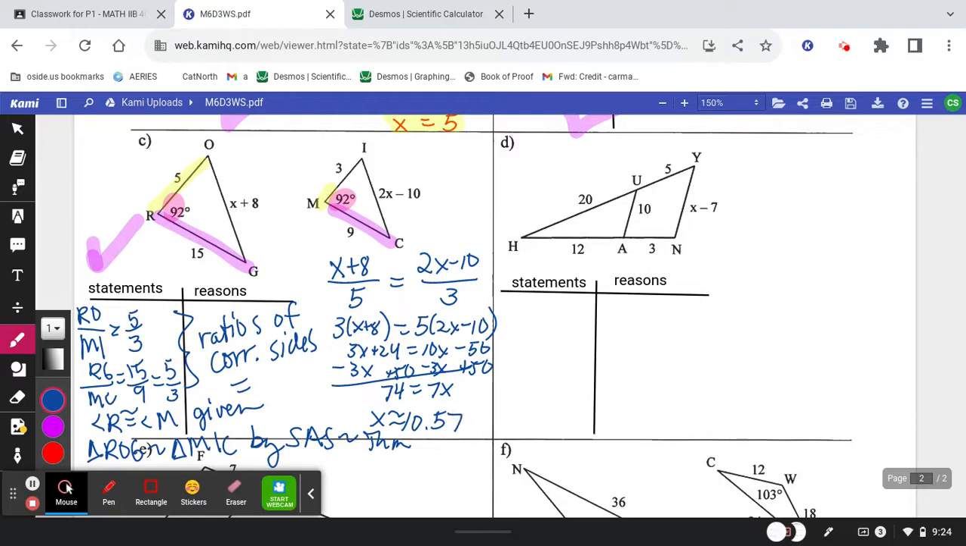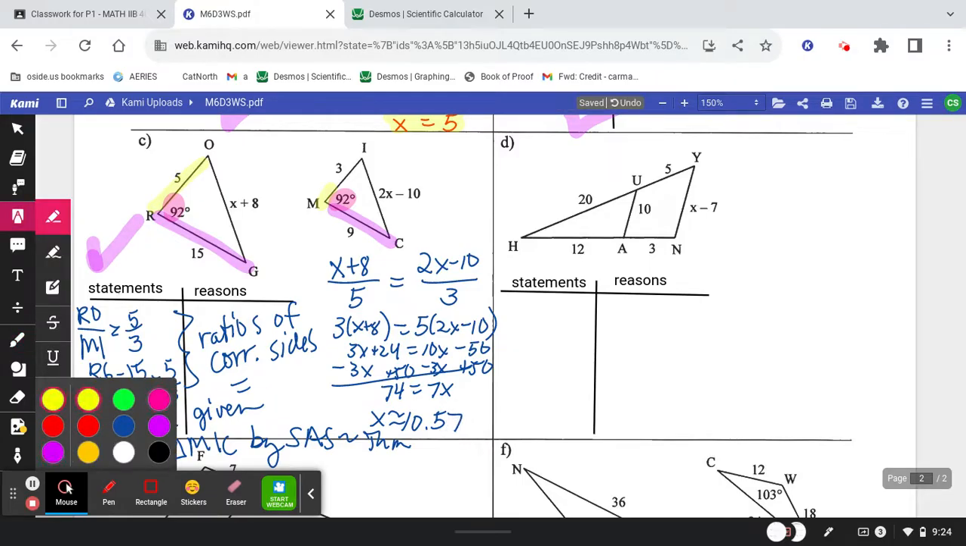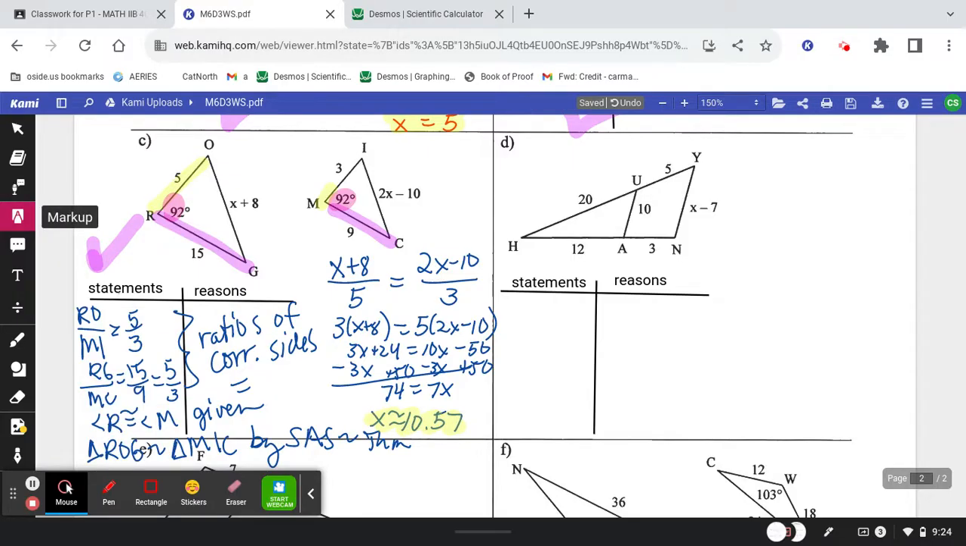I'm rounding to 10.57. Okay, that's giving me a weird answer that I don't remember. Let me just double check my work here for a sec. X plus 8 is to 5 as 2x minus 10 is to 3. 3x plus 24, 10x minus 50. Make sure you can see that this is a 0 here. My writing got scribbly. Then we minus through 3x, and we added the 50. 50 plus 24 is 74. Yep. All right, I'm getting that funky answer. How'd you do? All right, next one.